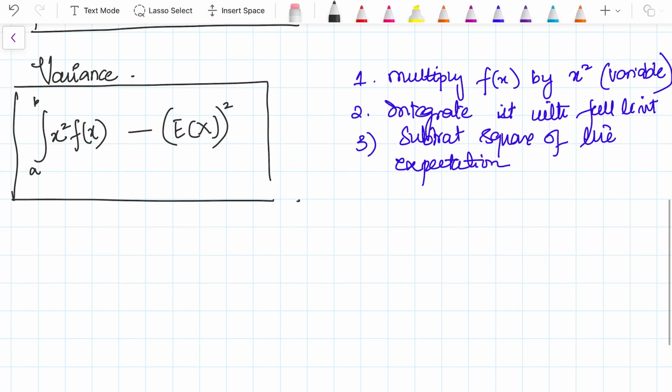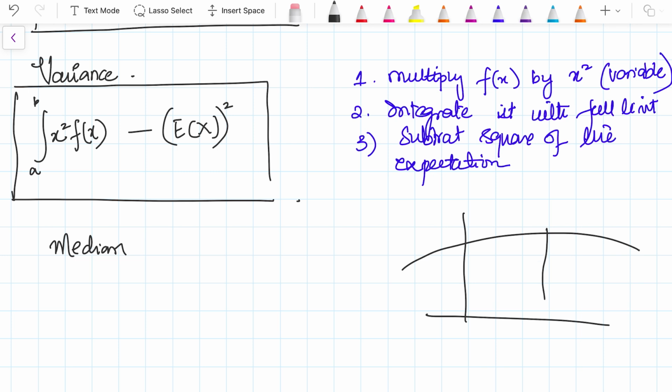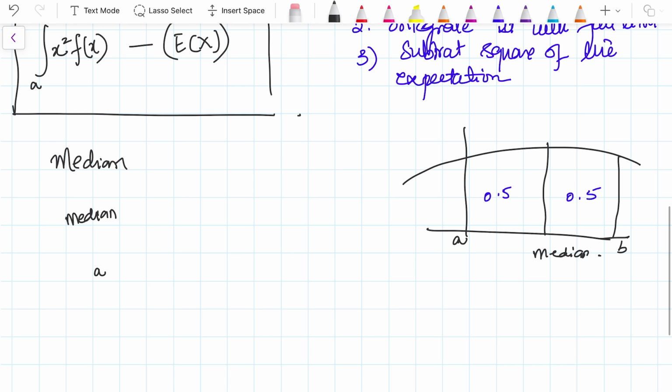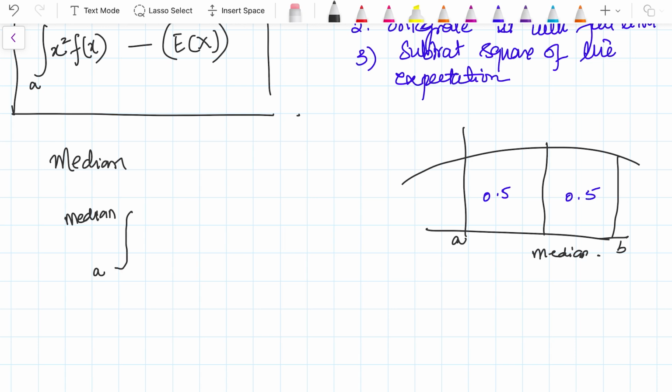Now, the fourth thing. How do we find out the median? So you know median divides the data into two equal halves. So if this is my graph and this is my median, this is my starting limit and this is my ending limit. Meaning the probability before the median is 0.5, the probability after the median is also 0.5. Therefore, to find out the median, we take the median as my upper limit, a as my smaller limit because a is my initial limit, and when we integrate the function, we get the area equal to 0.5.